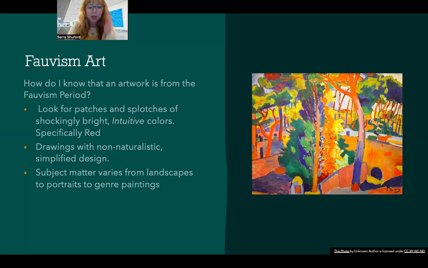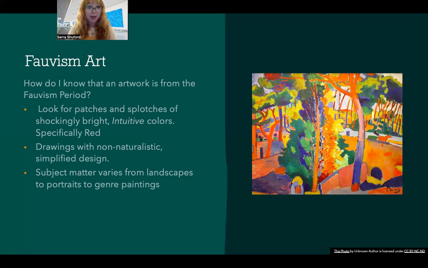So intuitive color, as we looked at in our color lesson a long time ago, is color that is not the natural or local color of something. For example, this tree has a blue to red transition, which is not how it would naturally be colored. It would be more browns and maybe some beige colors. But the intuitive color is the artist having the freedom and creativity to paint it whatever color they wanted to. They would also draw and paint with a non-naturalistic, simplified design.